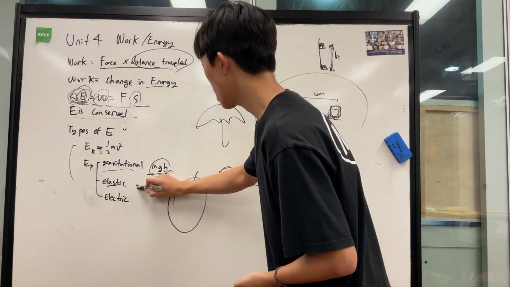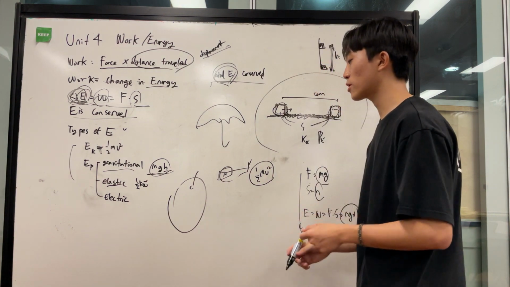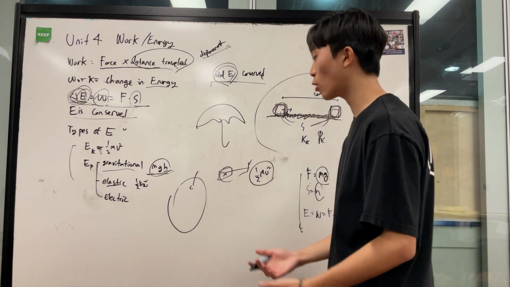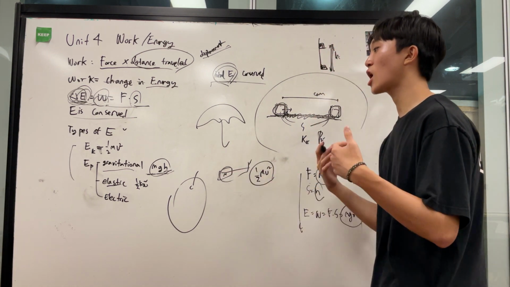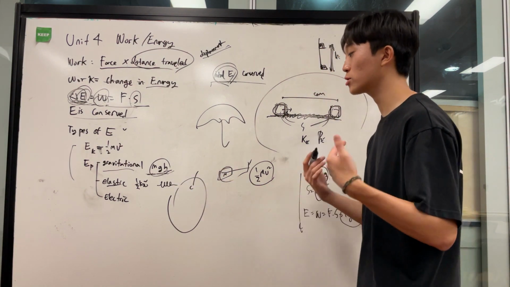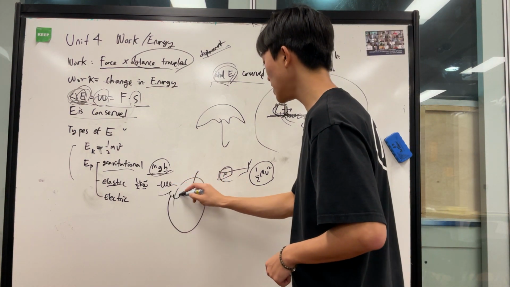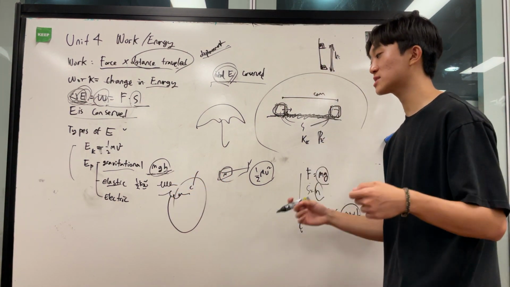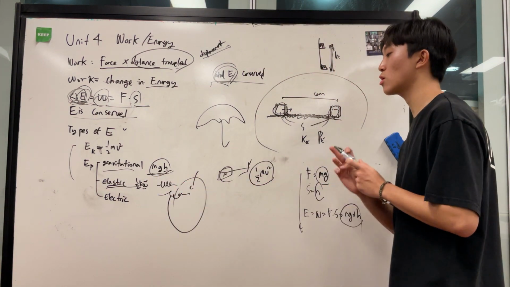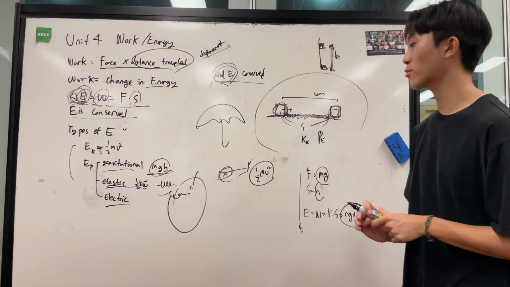You can calculate this by 1/2 kx squared, where k stands for the elastic constant of the spring or whatever elastic material you have, and x is the displacement, the amount of change in the length of the spring or whatever elastic object you have. But honestly, elastic potential would also rarely show up, so don't worry. And you have electric potential, but that is not going to show up at all, so you don't have to worry about that.